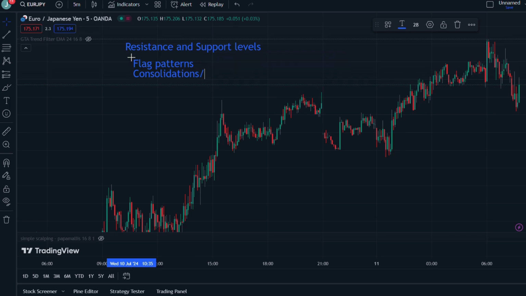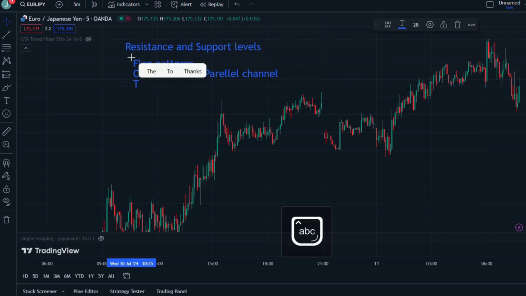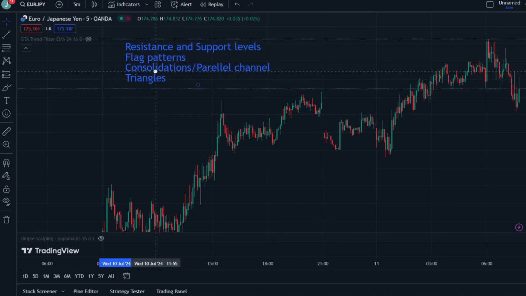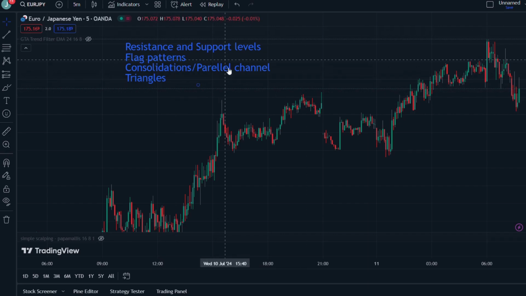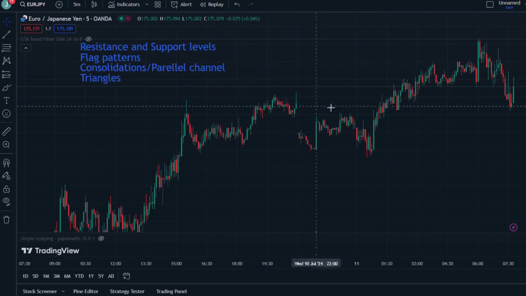And here I would like to show you that the parallel channel, as important as consolidations too, has a significant role. And also the triangles could be one more of the technical indicators that you have to keep in your mind. Just take a screenshot to keep in your mind.